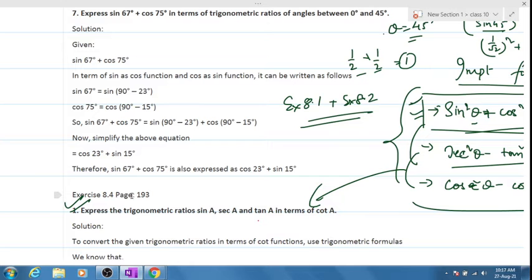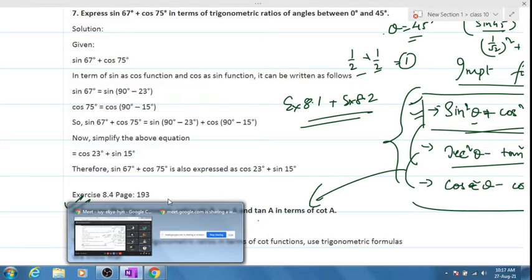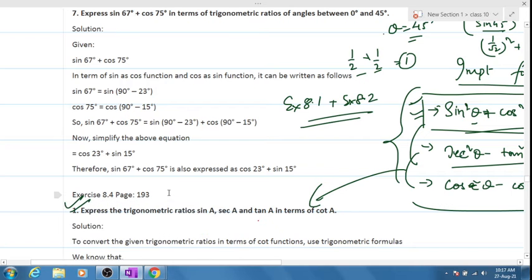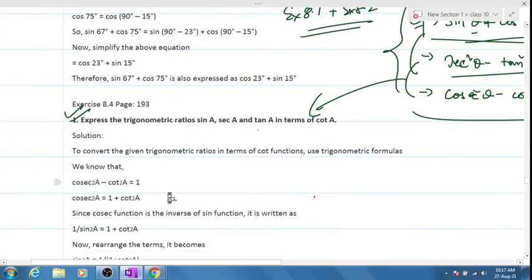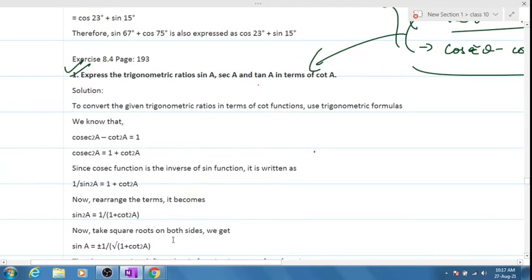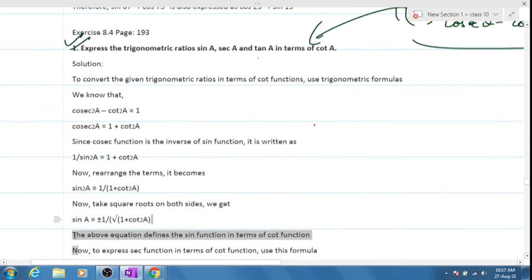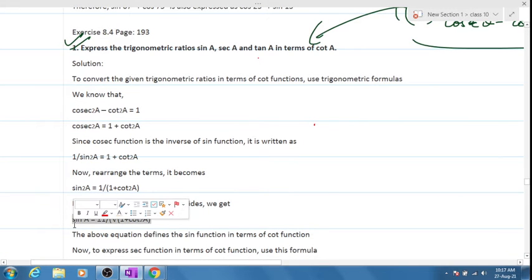So I think yesterday we had already done how to solve for sin A. Yes or no? What was sin A? 1 by root over 1 plus cot square A, plus minus. Yes or no? Sin A converted into cot A. Did people understand this properly?